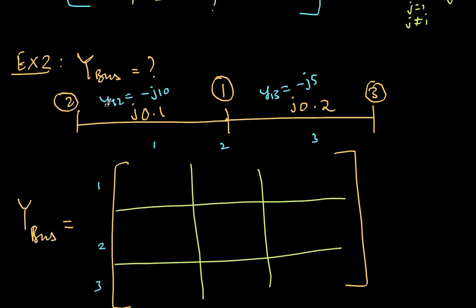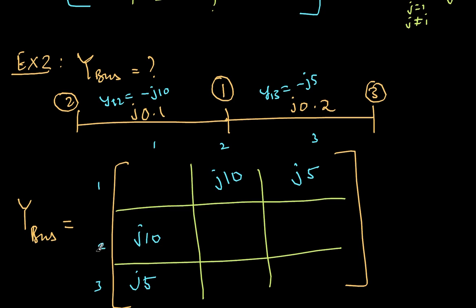So what is Y12? This is minus J10, so it will be minus of minus J10. So this will become J10. And then between 1 and 3 you have this, so this will become J5. And this row will be copied here like this.